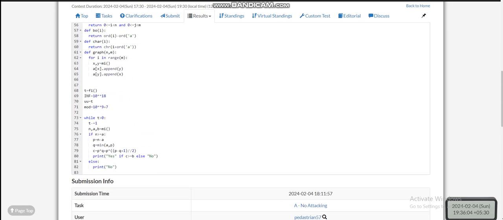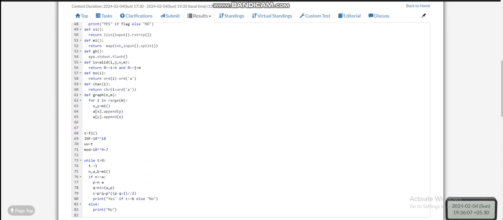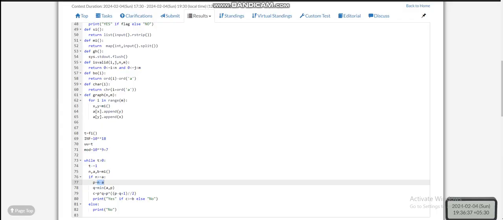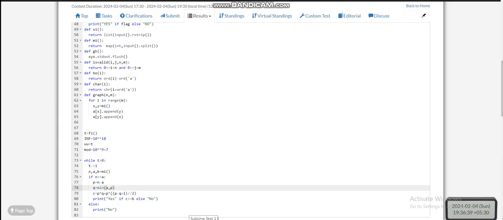Here, if n is less than a, that means the number of rooks is greater than n, then the answer will obviously be no. If it is greater than or equal to a, then we take the remaining number of cells. Let's say q is the number of internal rows between rooks. If there are two rooks, then there will be only two rows. So q will be the minimum of a and n minus a.